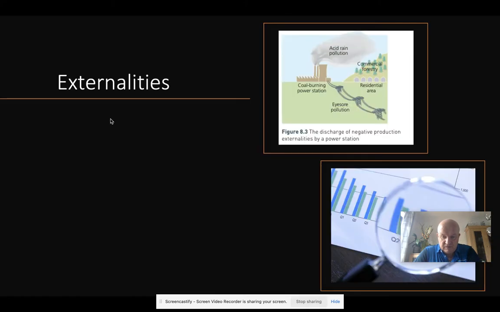However, when we think about the negative production externalities of a power station, we've got acid rain pollution, with commercial forestry being damaged by that, and possibly a residential area, so we could have all sorts of issues with climate change, etc. And also we've got eyesore pollution with the pylons and the electricity crackling through the wires strung from the pylons. So in essence, externalities can cause market failure.